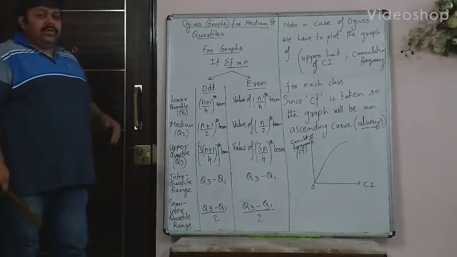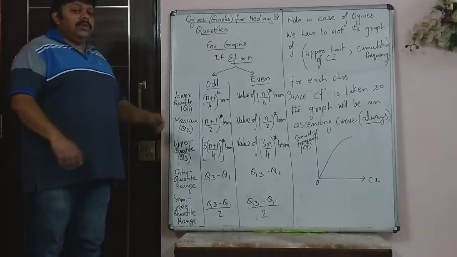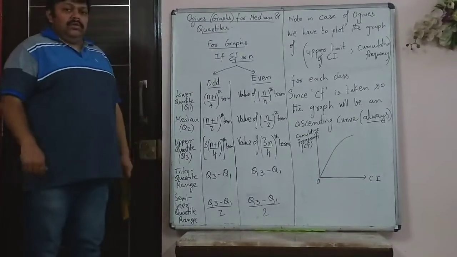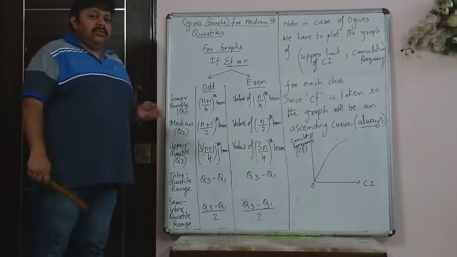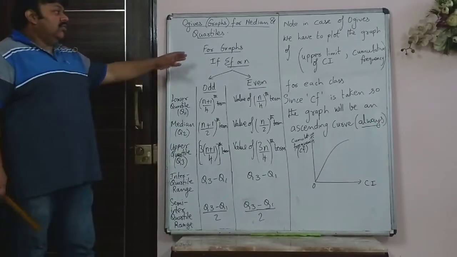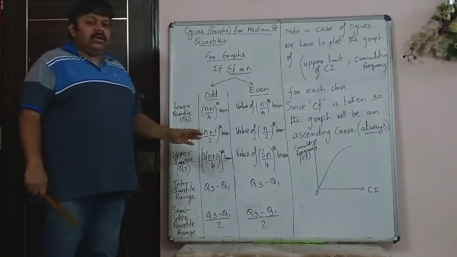Students, today we will see the ogives, that is the graphs, and from the graphs we will try and find the median and the quartiles. You already know what is median and quartiles. It was taught to you last time, and in those we did not use any graph. So now when you are using graph, you have only a simple formula.